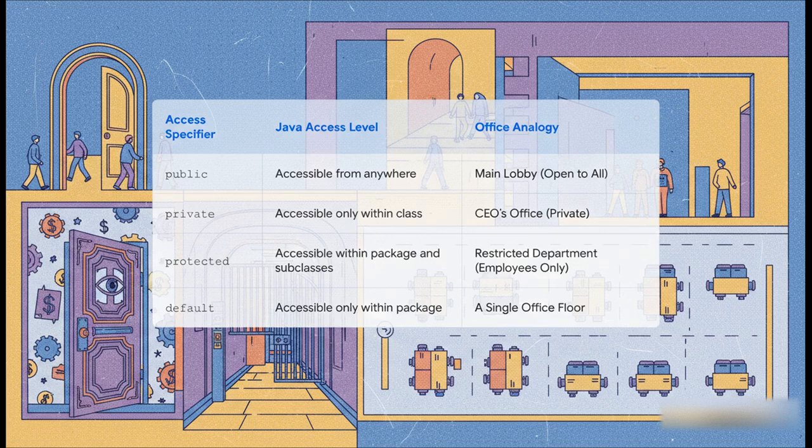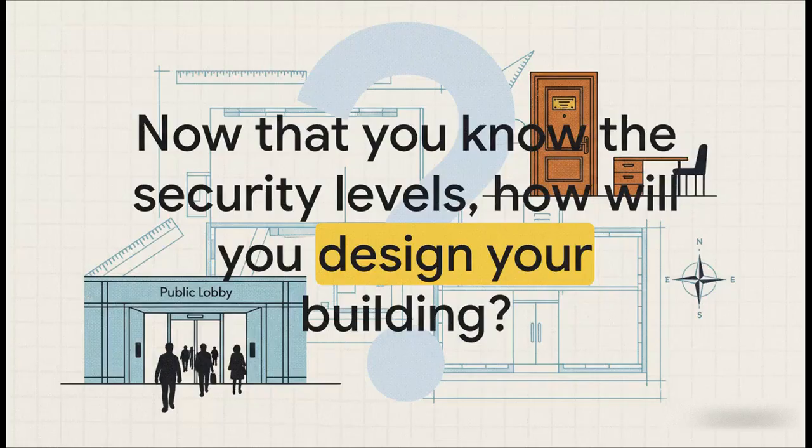If you think about your code this way, choosing the right access level starts to feel really natural. And that brings us to the end of our tour. So the next time you sit down to write a class, just ask yourself, is this a public lobby or is it the CEO's office? Now that you have the blueprint, how are you going to design your own building to be both functional and secure? Thanks so much for joining me today.